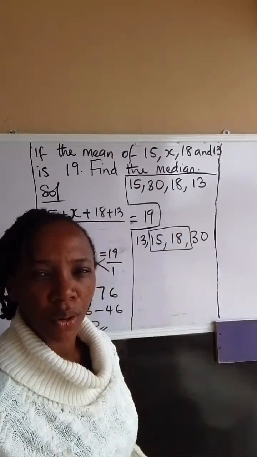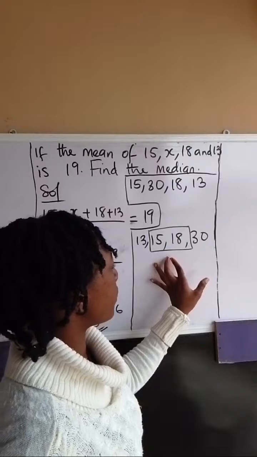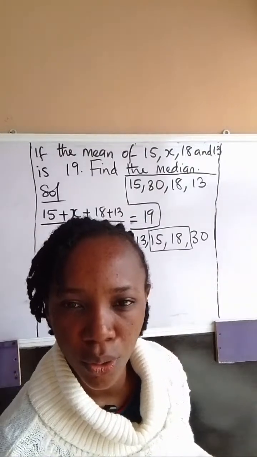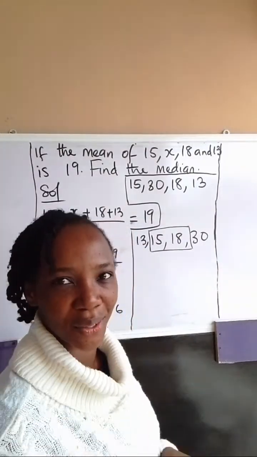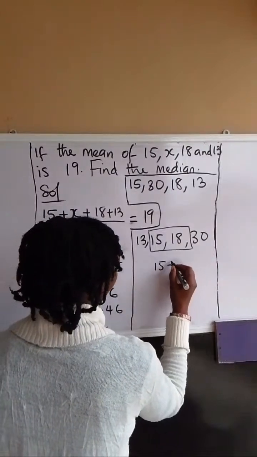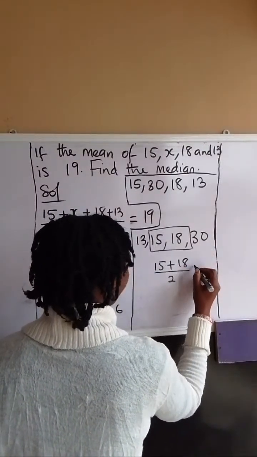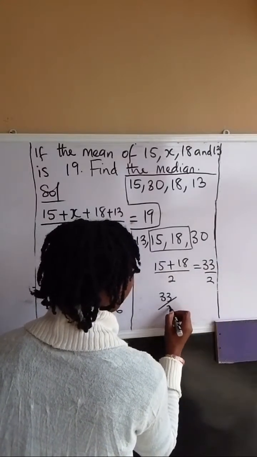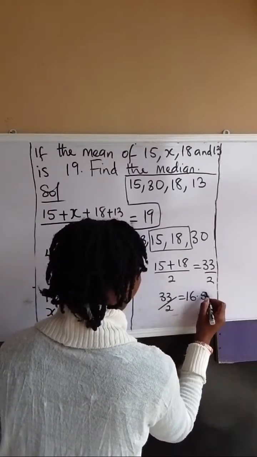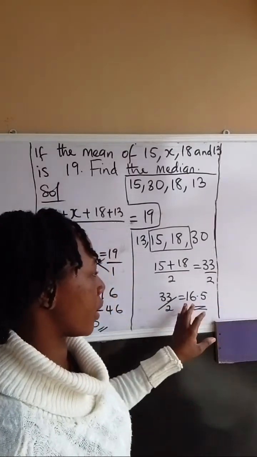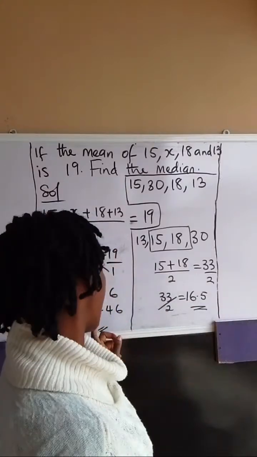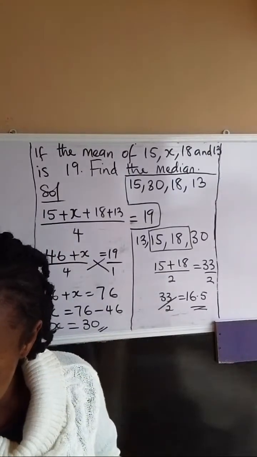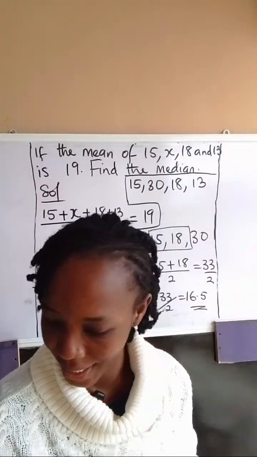The next thing you do is to add them up and divide by 2, like I said, find the average. There are 2, so we add them and divide by 2. That's correct. So we say 15 plus 18 all over 2, and this will give us 33 over 2. When we divide, we'll have 16.5. If you punch your calculator, that's what you get. So our median is 16.5, and the value for x is 30. Very easy.